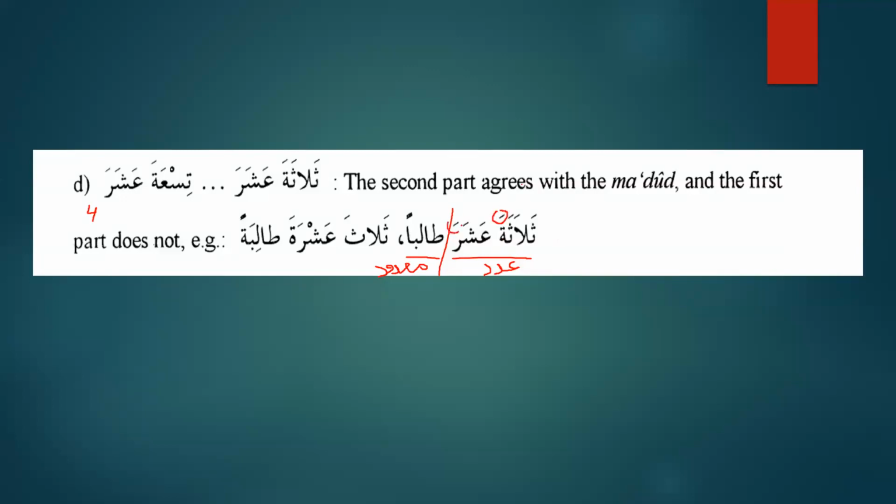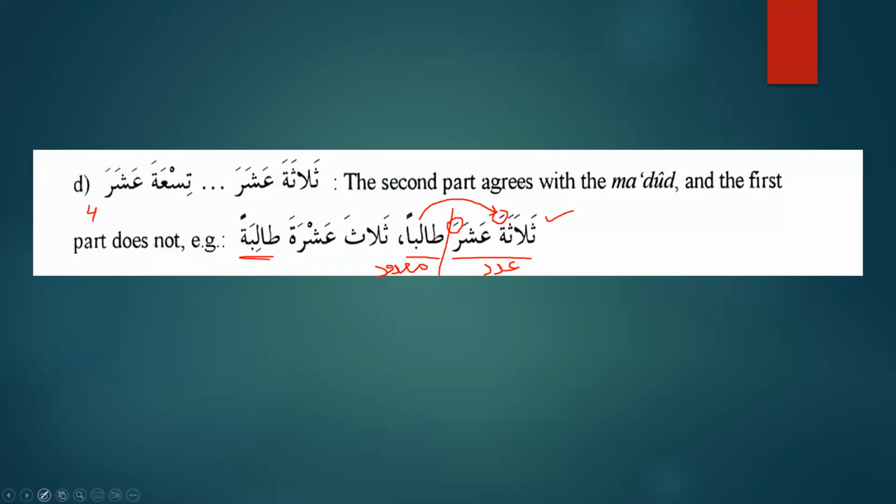It will be Mabniyun al-Fath, except for 12. 12 is an exception. Also, if Ma'dud is masculine, then the first part will be feminine. So we say Thalathat Ashara Taliban. But when the Ma'dud is feminine, then we will say Thalatha Asharata Talibatan. So this is group number 4, from 13 to 19. Two things you need to remember: number 1, the first part is always used as compound, and number 2, it is always Mabniyun al-Fath, whether used for masculine or feminine.